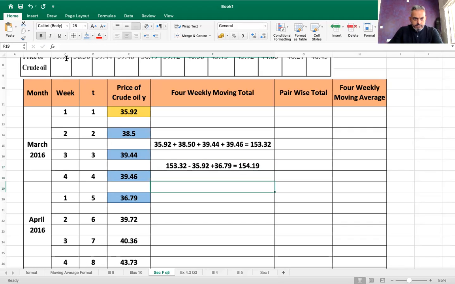Then next 4. So this 2, 3, and 4. Again, I'll take a different color. Now, again, centermost is this. So now 154.19 minus 38.5 plus the last one, 39.72, which is equal to 155.41.